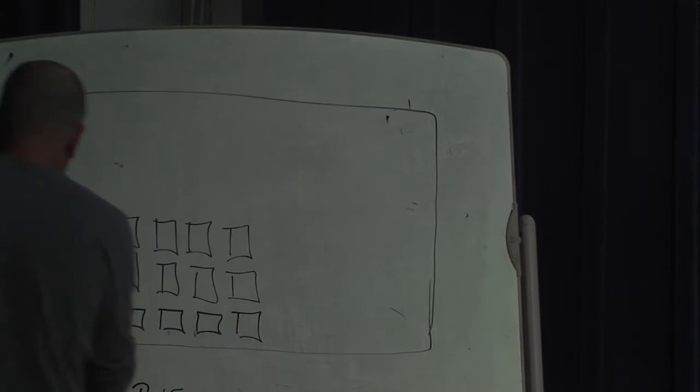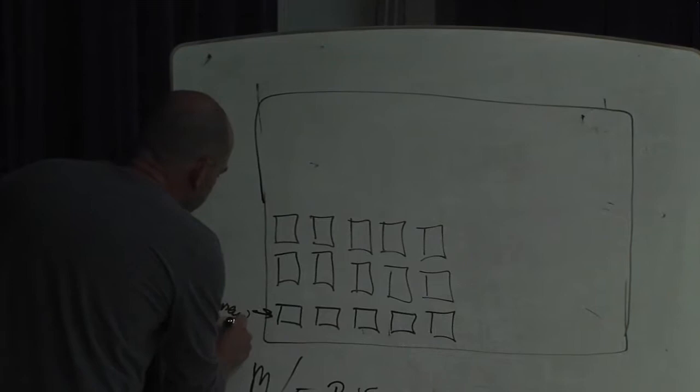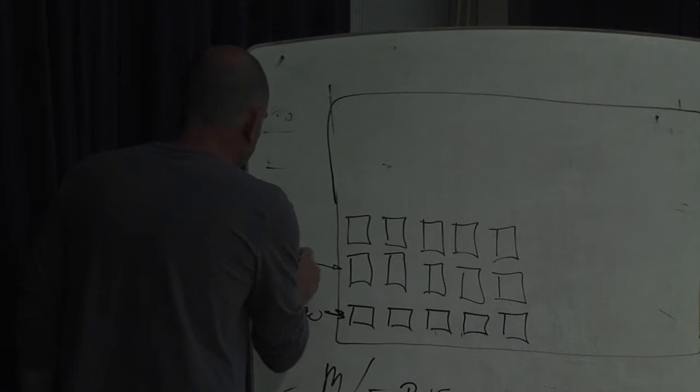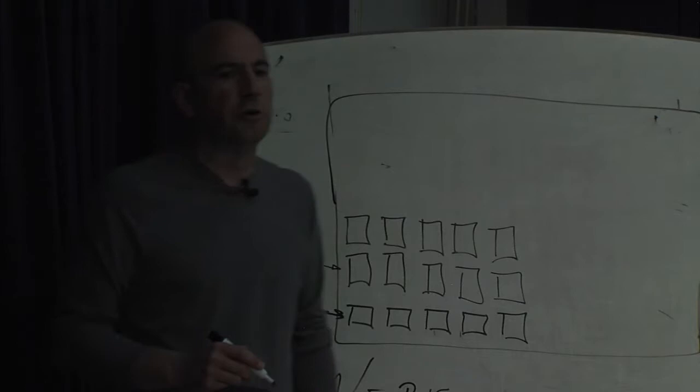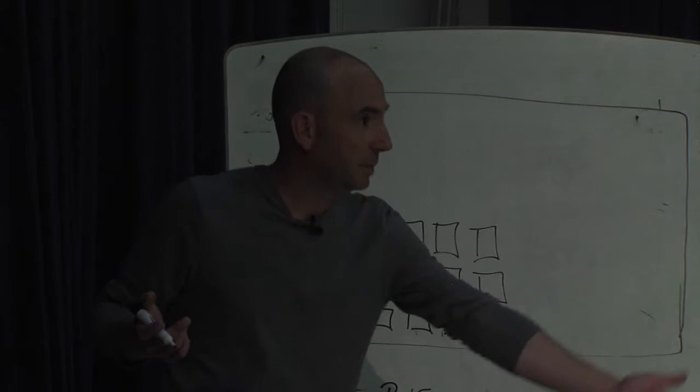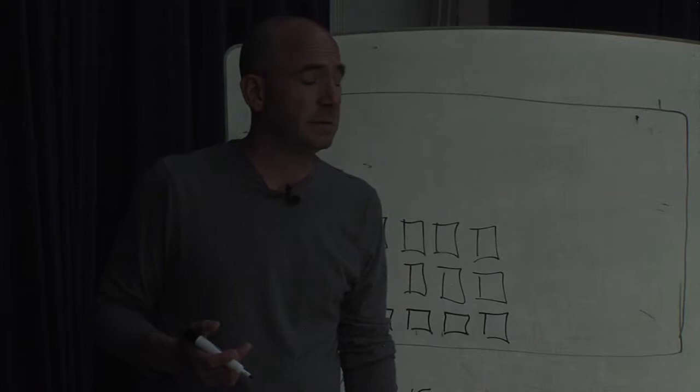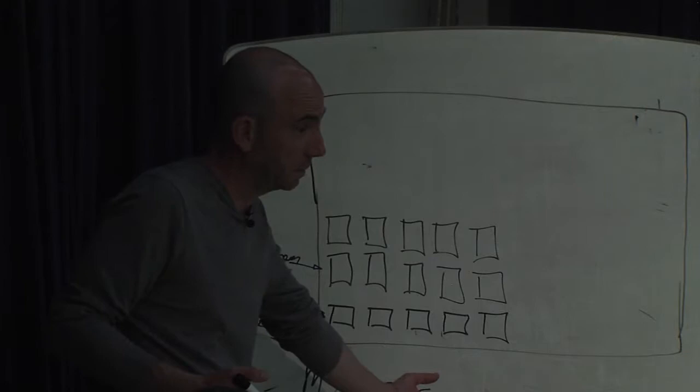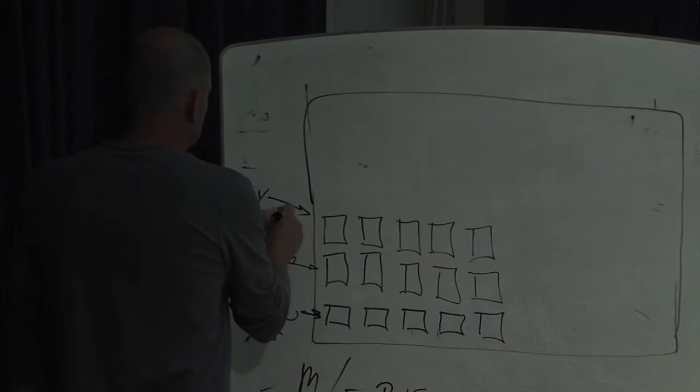The bottom row is called the preview bus. The middle row is called the program bus. So a row of buttons is called a what? A bus. A group of buttons is called a bus. But in layman's terms, it's a row of buttons. The top row is called the key bus. Preview bus, program bus, key bus.